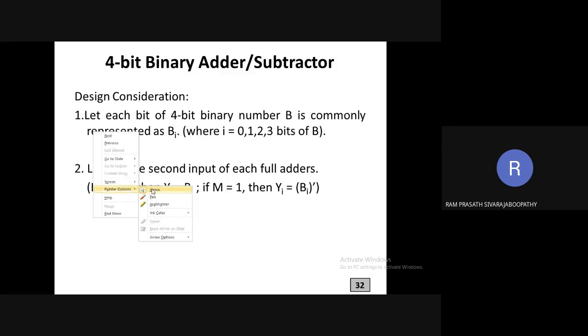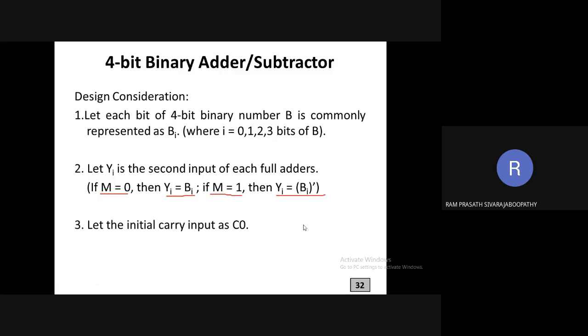If M equal to 0, what should I have? Yi should be Bi. That is, B should go as it is. Correct? If M equal to 1, what have we said? B should go complemented. Is it clear for all of you? Yes or no? Yes. Okay.